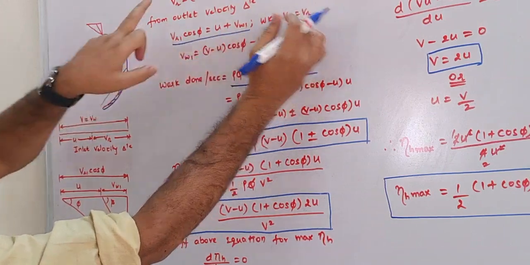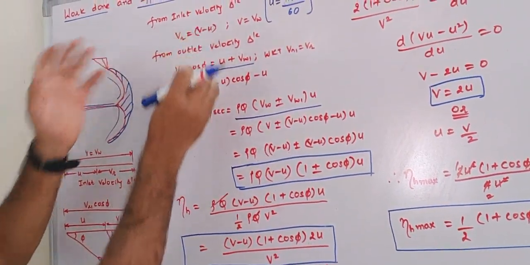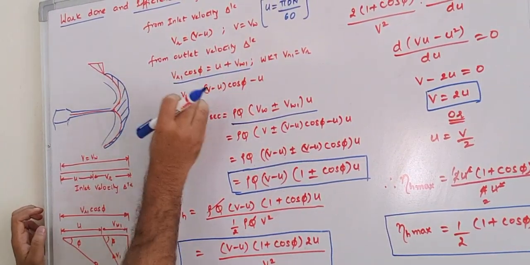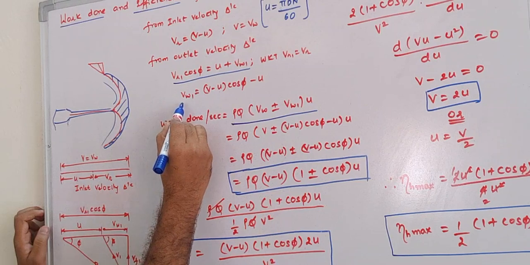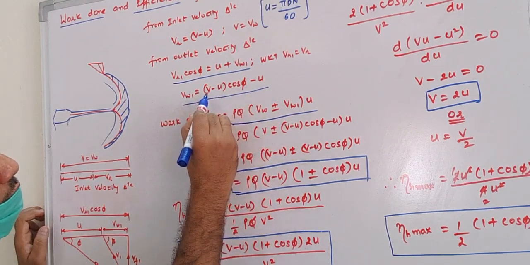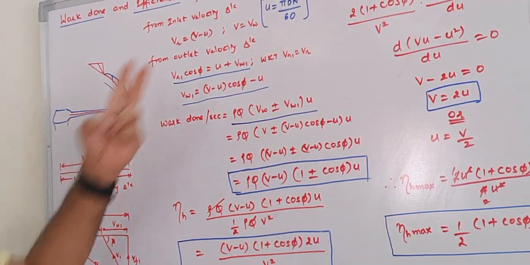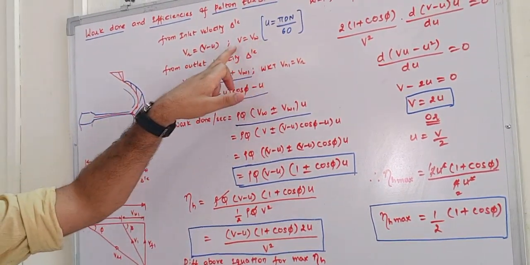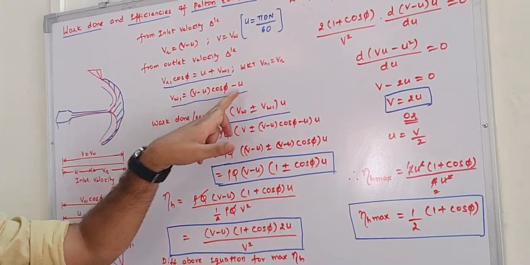So what is Vr from the earlier equation that we have written here? Vr is equal to V minus u. So instead of Vr, I am substituting V minus u. From this I can calculate how much Vw1 is. Vw1 is equal to (V minus u) cos of phi minus u. So we have established that Vw is equal to V, and Vw1 is equal to (V minus u) into cos of phi minus u.